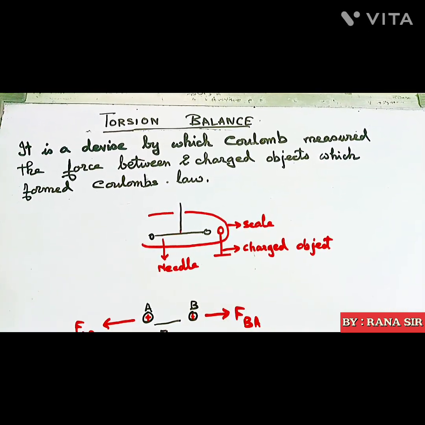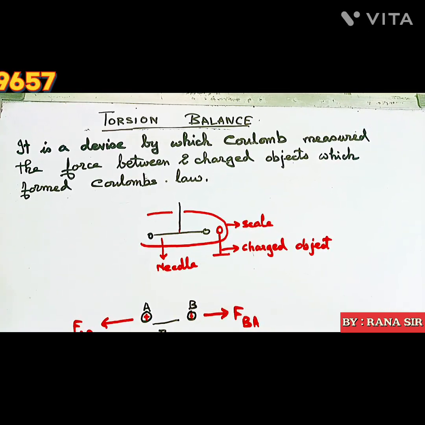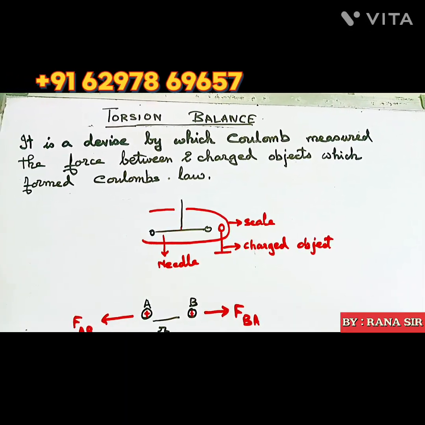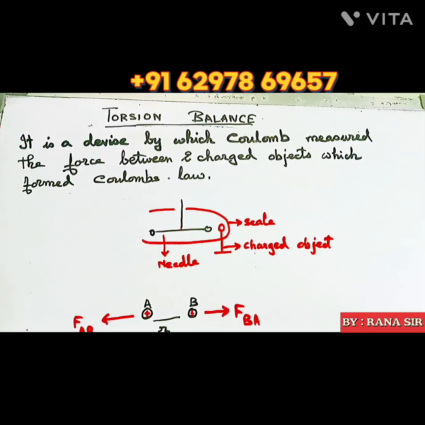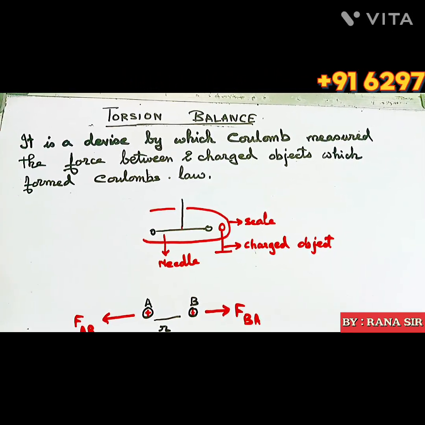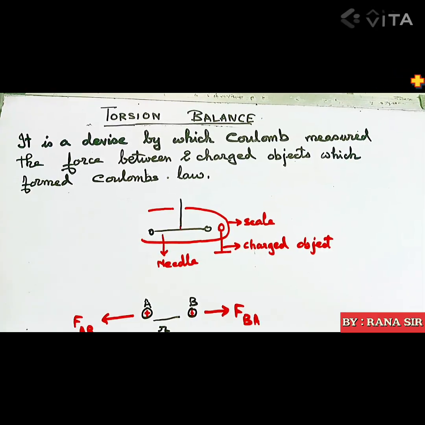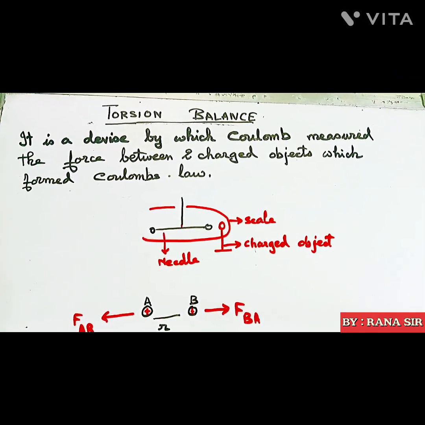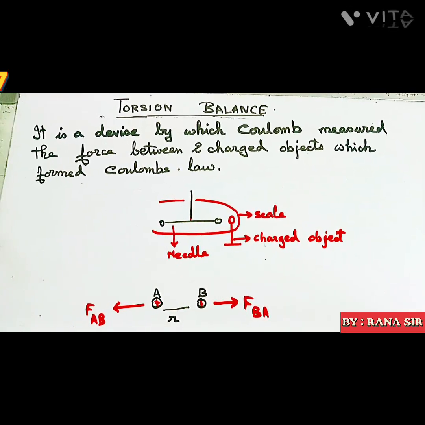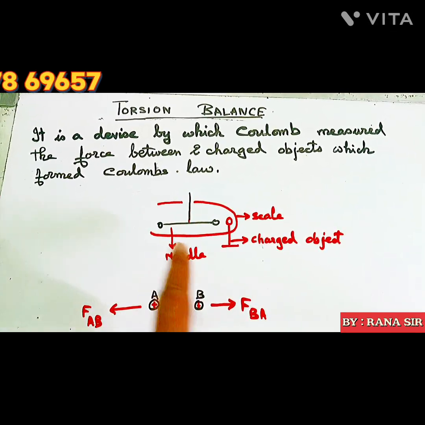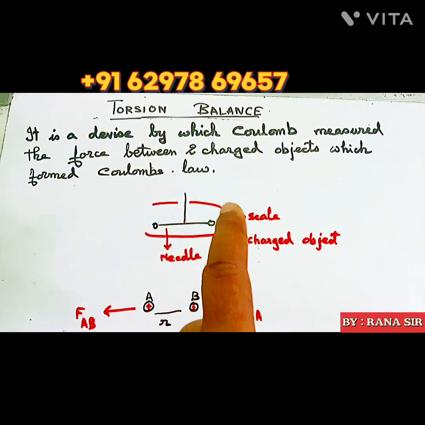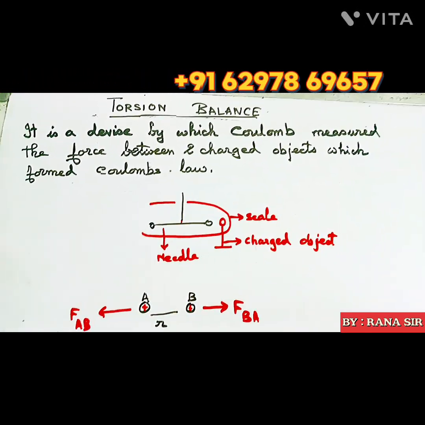So this Coulomb's law was derived experimentally by Mr. Coulomb with the help of a torsion balance. So what is a torsion balance? It is a device by which Coulomb measured the force between two charged objects, which formed Coulomb's law. Basically the device has a needle, a charged object and a scale which is in the periphery.